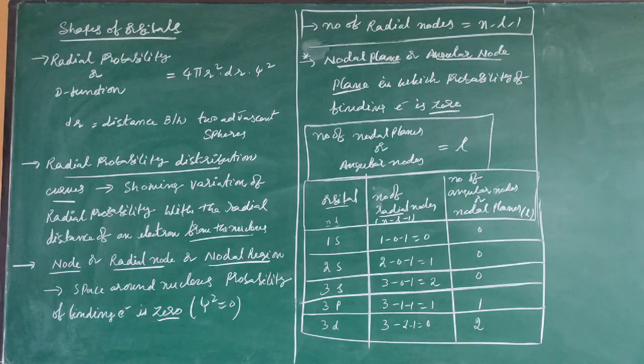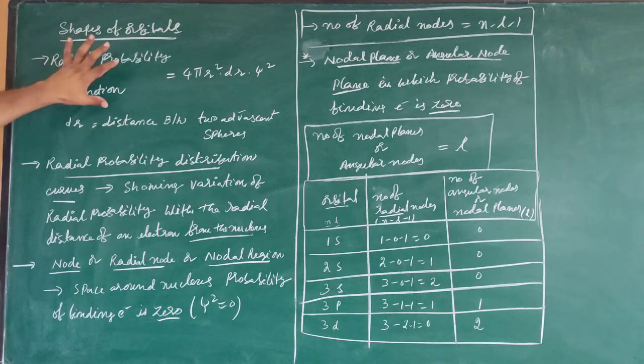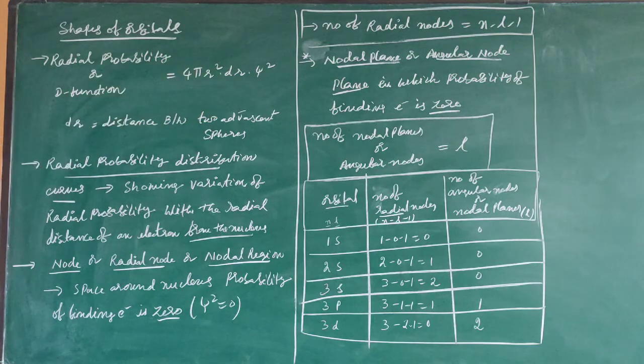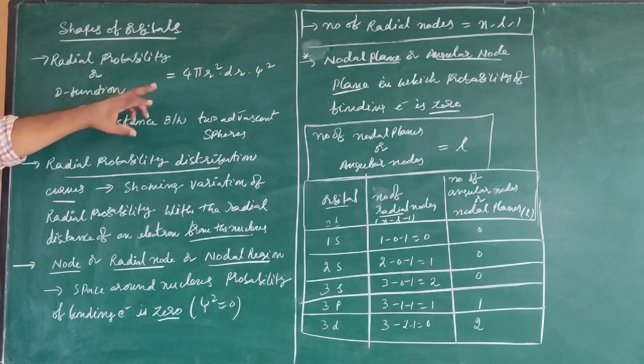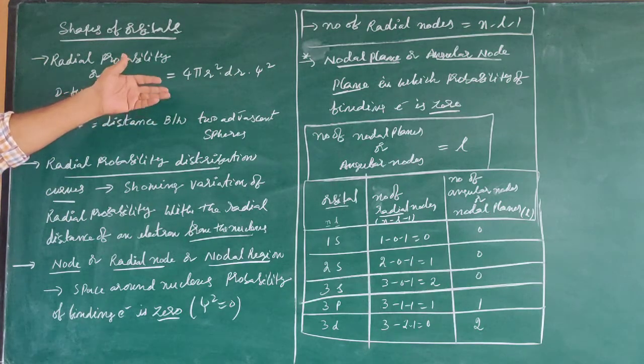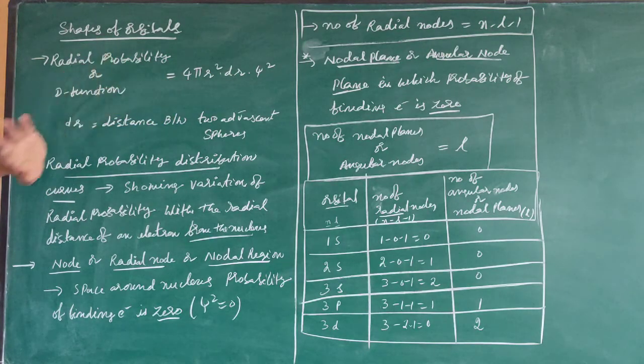Radial probability is otherwise called the D function. That is equal to 4 pi r square dr psi square. Here dr represents the distance between two adjacent spheres. Psi, we already know, is the amplitude, a wave function.